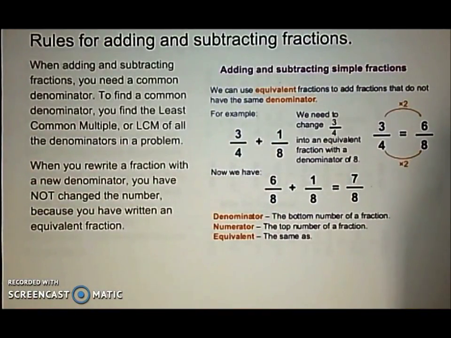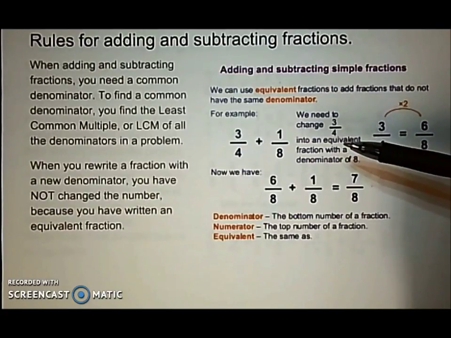So, rules for adding and subtracting fractions. This is something you guys have been doing for a while. When I'm adding and subtracting fractions, I just have to make sure I have a common denominator. And it's important to note that when we make that common denominator, I'm not coming up with a new number. It's actually just an equivalent fraction of the original one that we had. I'm just making it so that I'm working with and adding together the same size parts.